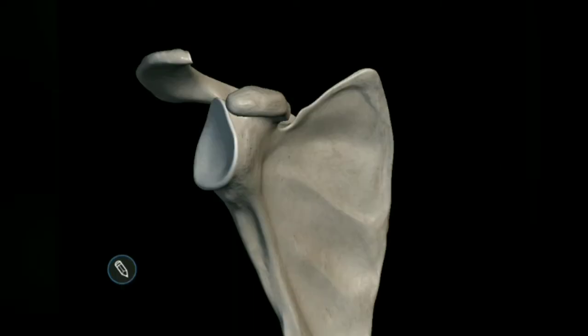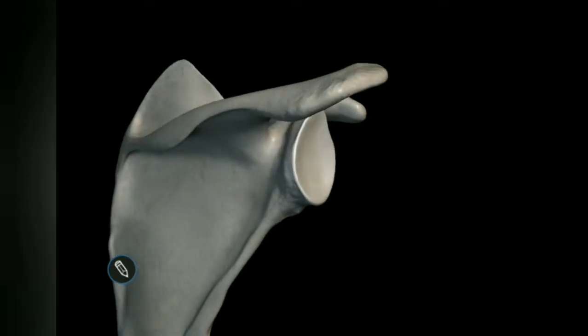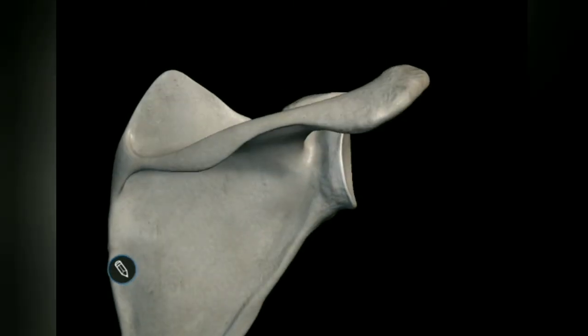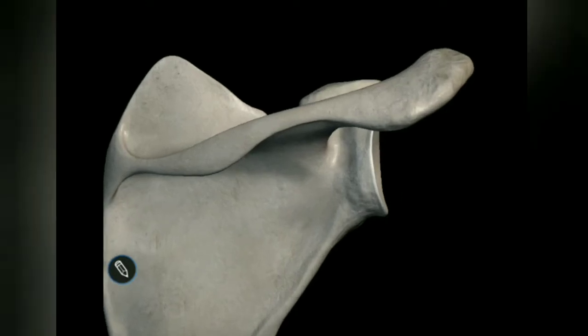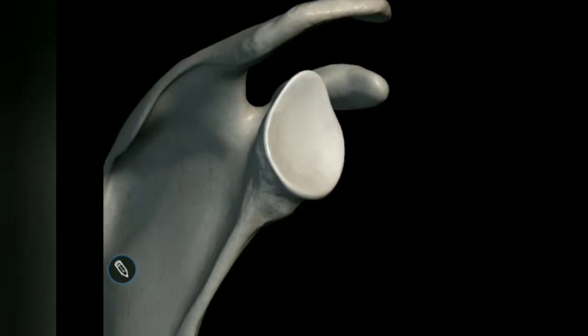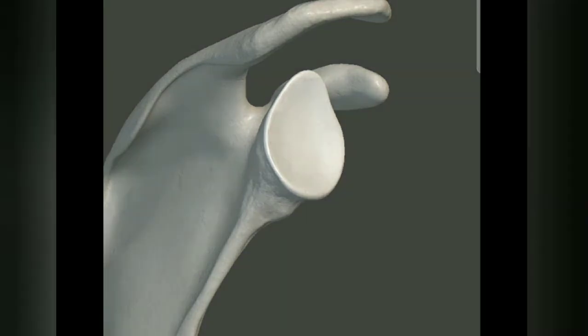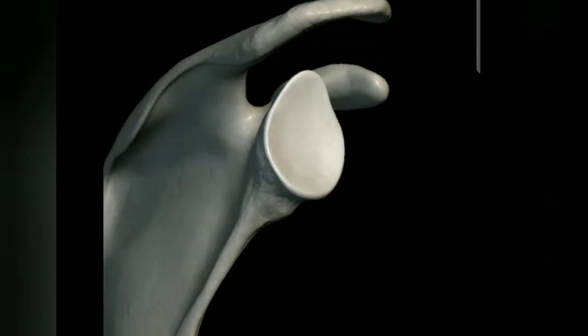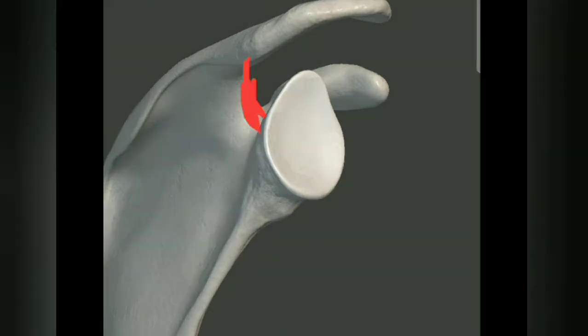Okay, so let me show you what the spinoglenoid notch is. The name indicates that it will be somewhat near the spinous process and the glenoid cavity. So this one is the spinoglenoid notch. Let me mark this. This one is the spinoglenoid notch.